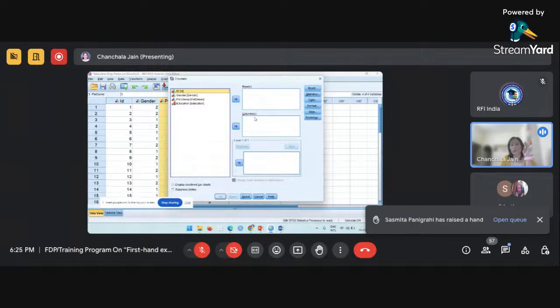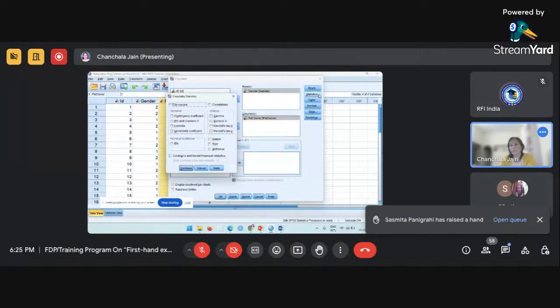There is no thumb rule about which variable needs to shift where. Suppose I am taking gender in my row and pet owner in my column. In my table, the columns will be the pet ownership and the rows will be the gender, so male and female, yes and no would be there. You would be able to see a table of this type. After that, you need to click on the statistics button, then click on chi-square, and then click on continue.